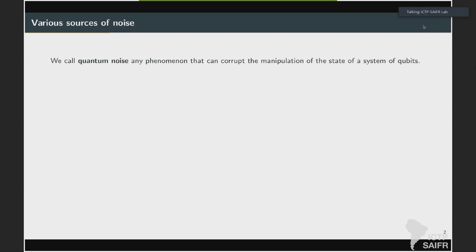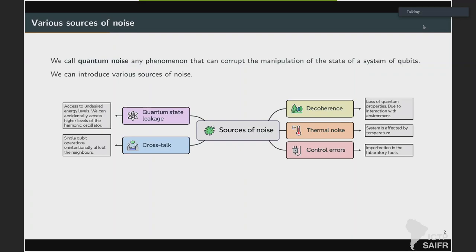So I will start by listing some possible sources of noise we can have in our laboratories. In this picture here, you see that one very important thing we need to take into account is the decoherence, the yellow box, which is the fact that we are not able to preserve the quantum state for a long time. The system is not perfectly isolated, so after a while, some quantum properties, like the off-diagonal elements of our state, the quantum part of the states, vanish. Then we have the thermal noise.